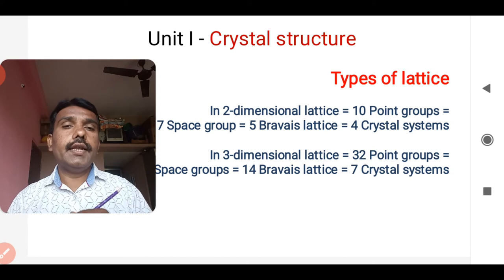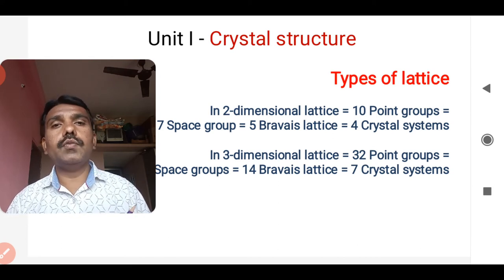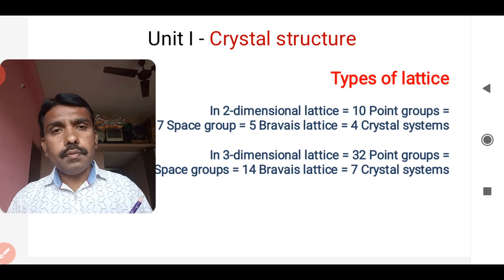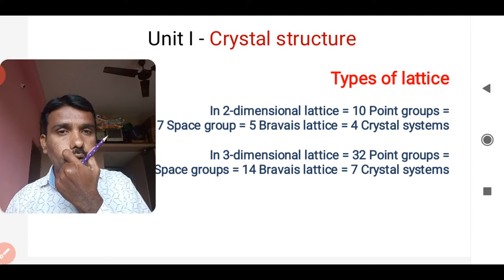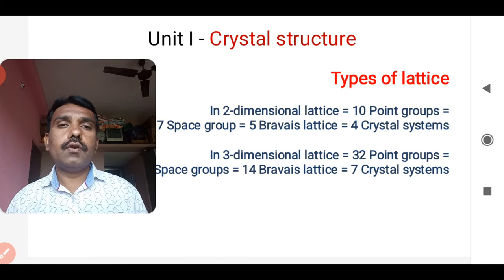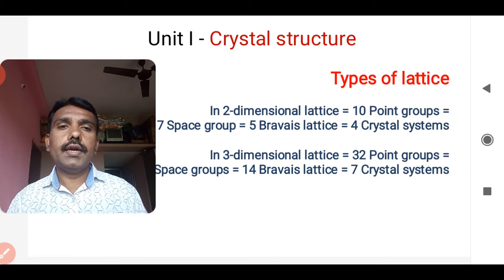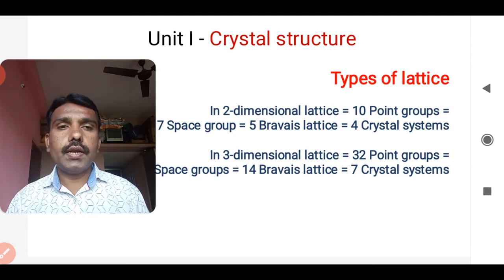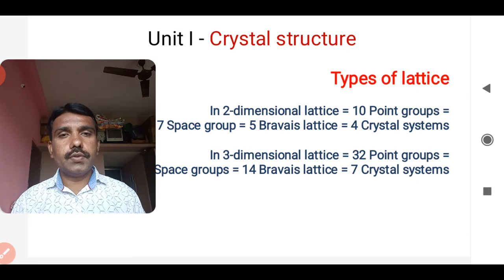Any lattice which is consistent with the point groups is called a Bravais lattice. In the two-dimensional case there are five Bravais lattices, which we have seen in detail, and the possible crystal systems are four. In the three-dimensional case, there are 32 point groups and 230 space groups, and 14 Bravais lattices are formed, with the seven crystal systems.